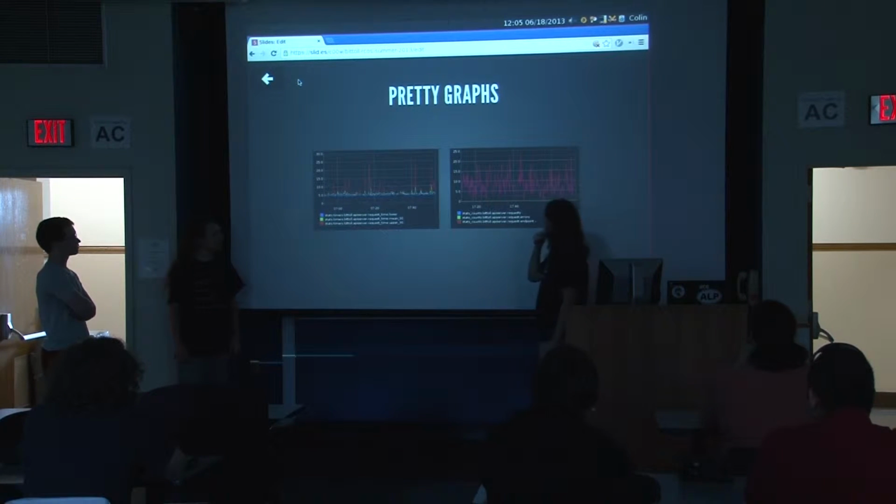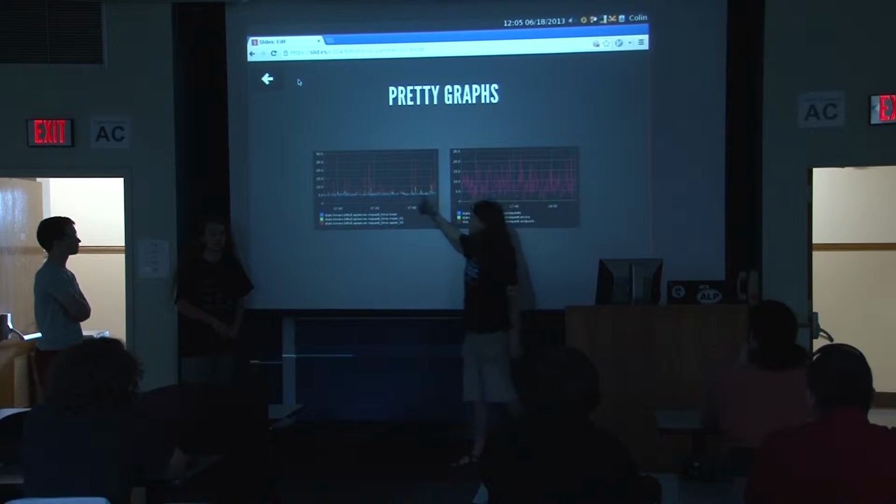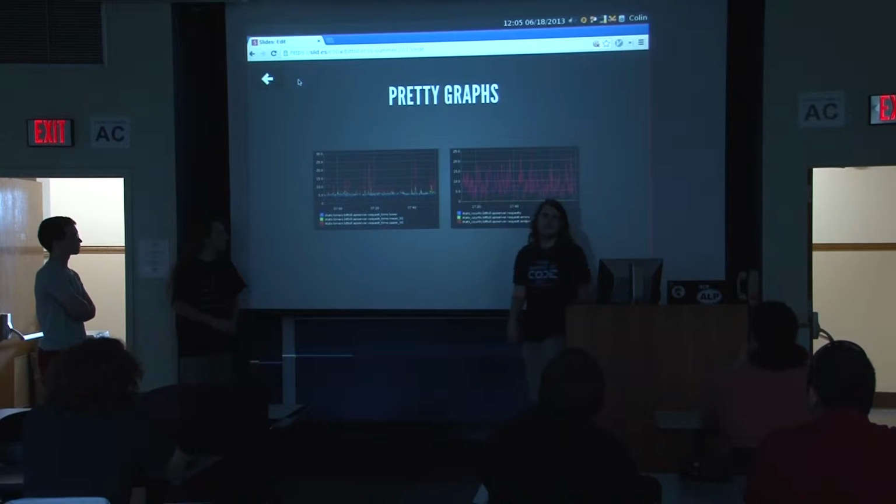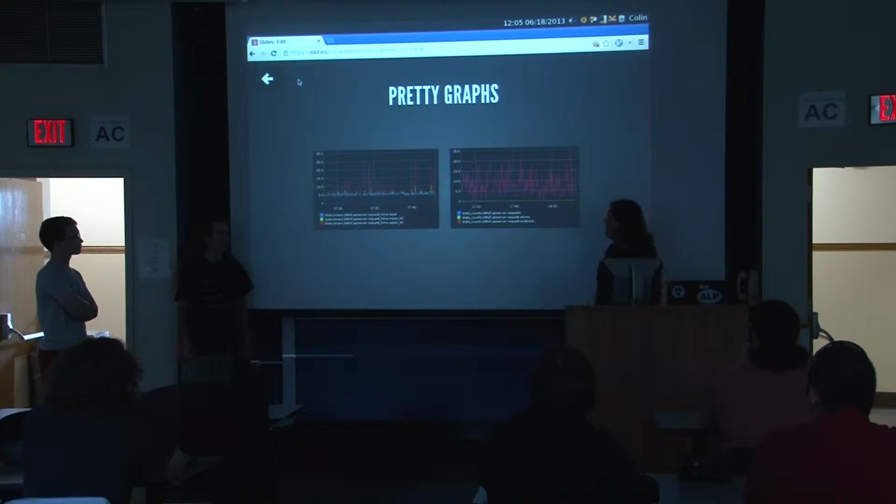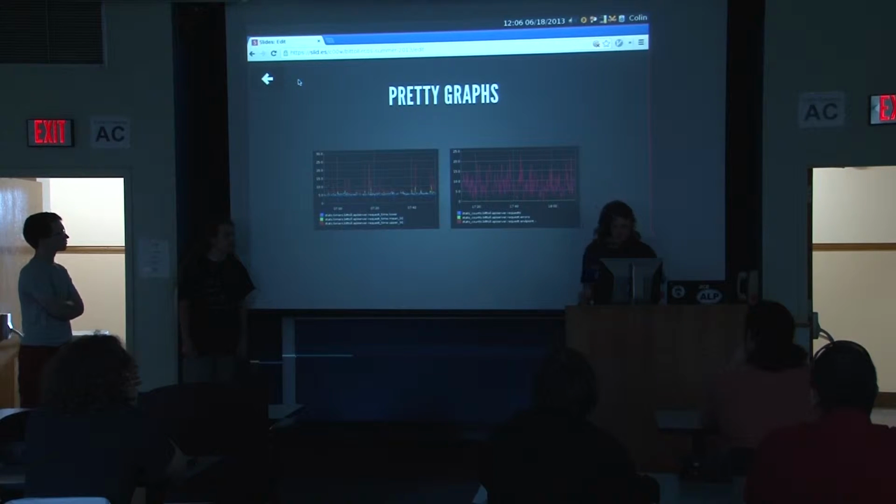I have pretty graphs. This is the monitoring output, so this is the response time. It's basically clustered around 5 milliseconds, which is pretty good. And this is the usage. The whole thing is red, which means that the only person using the server is me, because I'm mining my Bitcoins through it, which is a little bit sort of depressing to me.